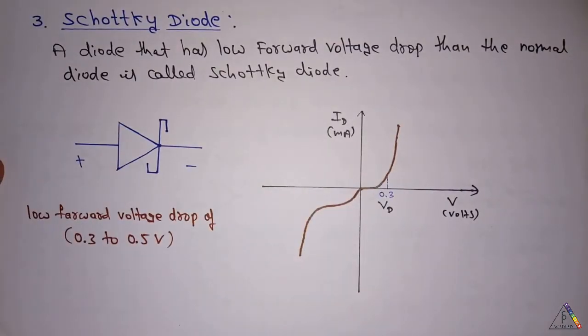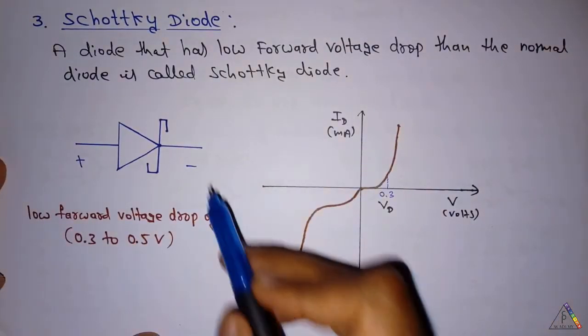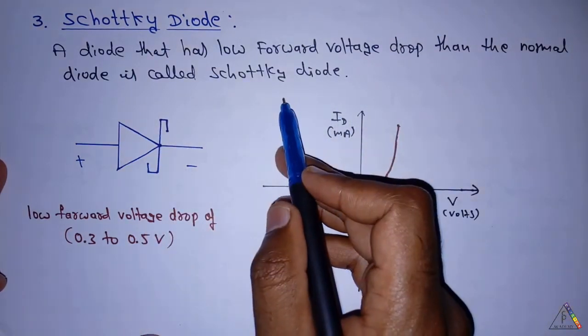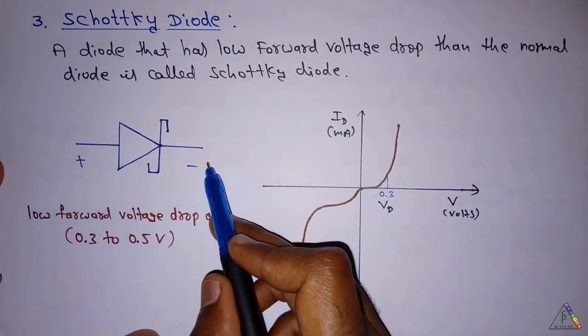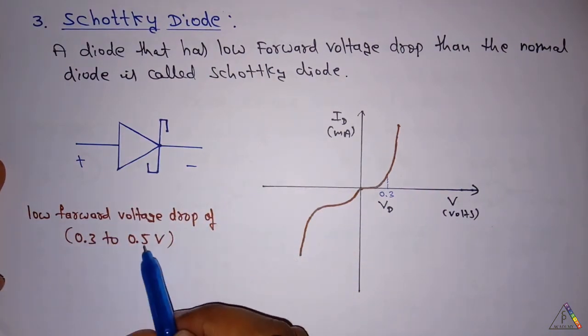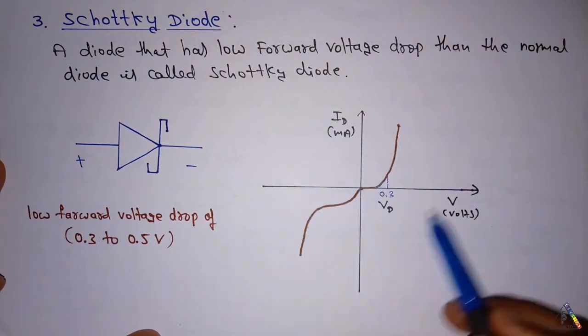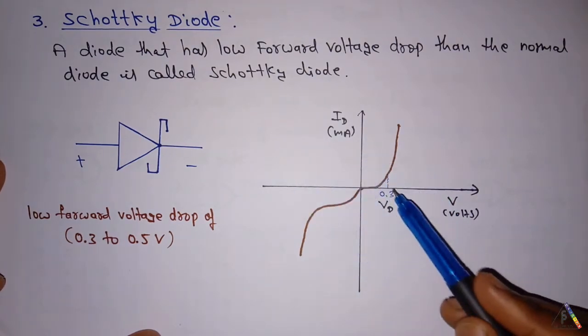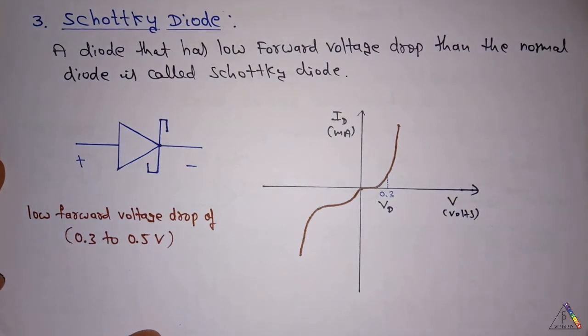The next diode is the Schottky diode. A diode that has a lower forward voltage drop than the normal diode is called the Schottky diode. This is the circuit symbol of the Schottky diode, with a forward voltage drop of 0.3 to 0.5 volt. This is the VI characteristics of the Schottky diode, similar to the normal diode with the lower voltage drop VD, which is equal to 0.3 volt.